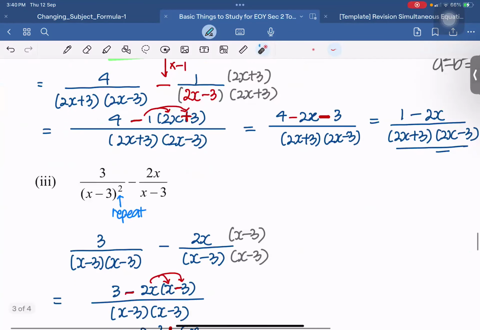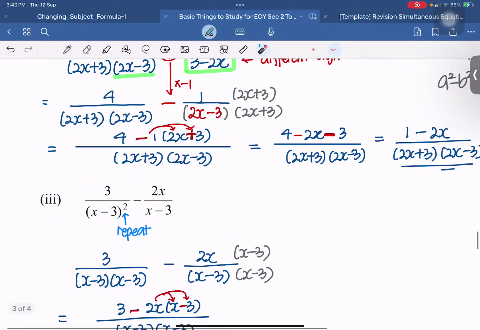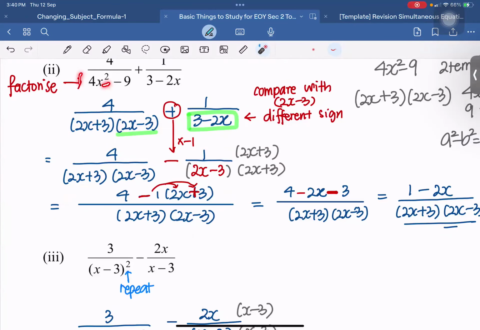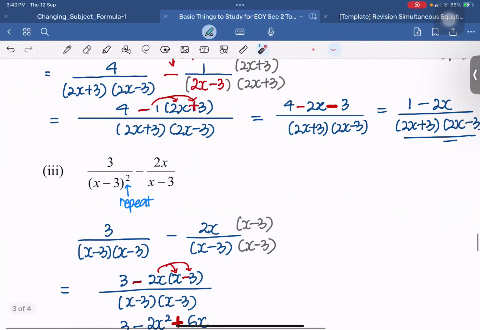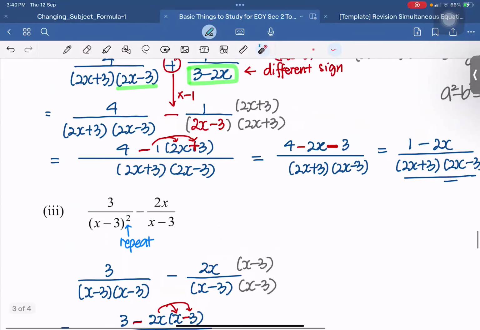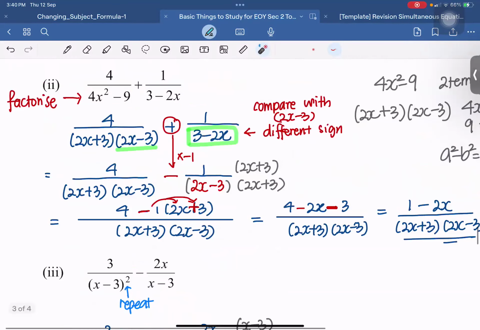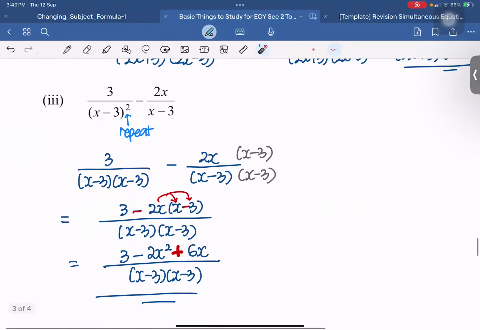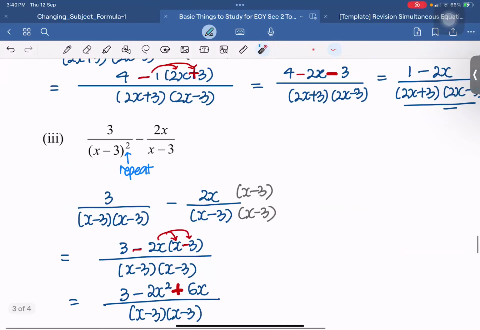Next question, this one. What is the difference between this type and this type? This one, the square here, got brackets or not? Is there any brackets here for this square? This one is the whole thing with a bracket squared, right? So when you have the whole thing and you square it, it means you repeat. This one has brackets, but this one here doesn't have brackets, so you don't repeat. So this one that has brackets, you repeat it: x minus 3, x minus 3.